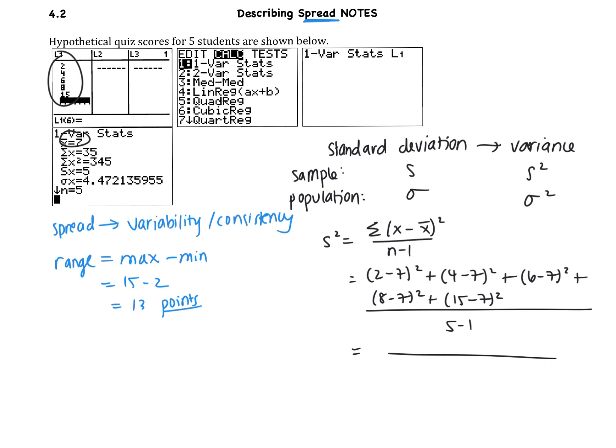Okay, so 2 subtract 7 is 5. 5 squared gives us 25. And then we have 3 squared, so 9. We have 1 and 1. And then 8 squared, so 64. And we're dividing all of that by 4. And I don't know what that is. Can you all calculate? 25? Well, 100 divided by 4 is 25.